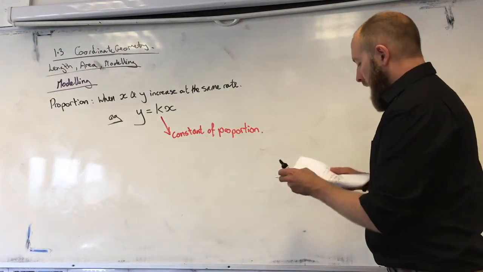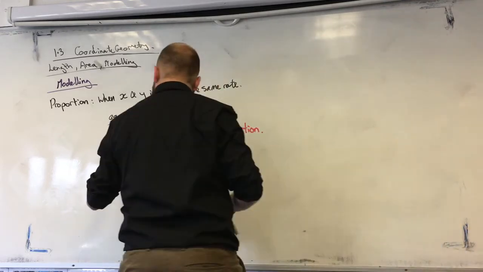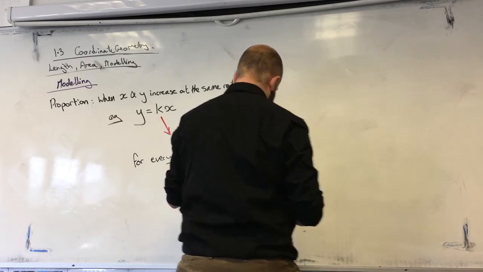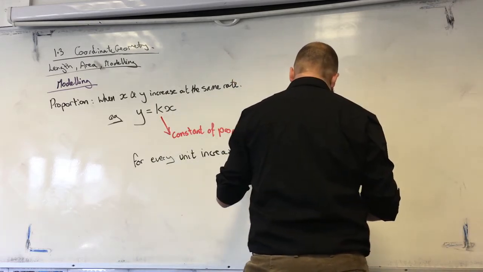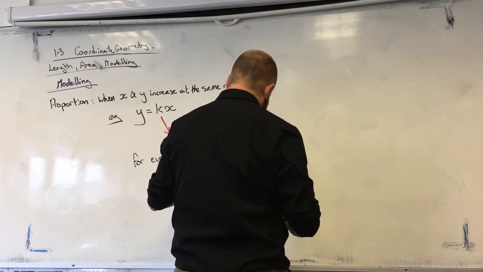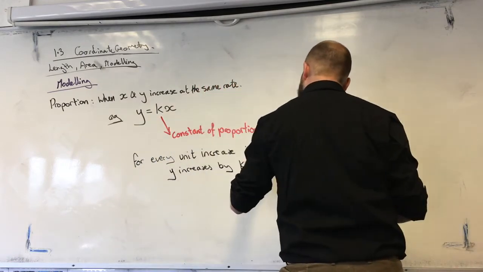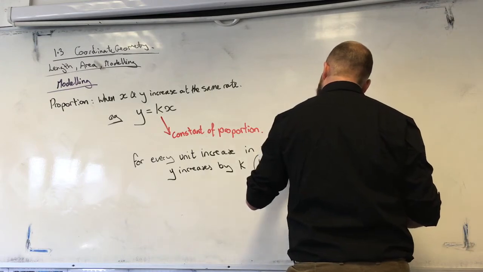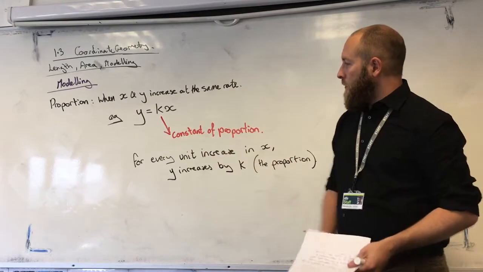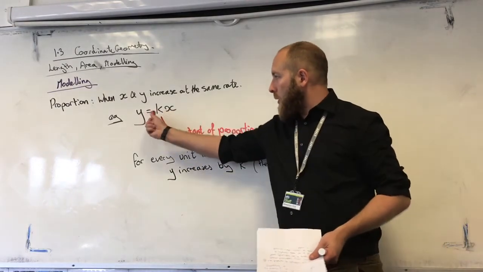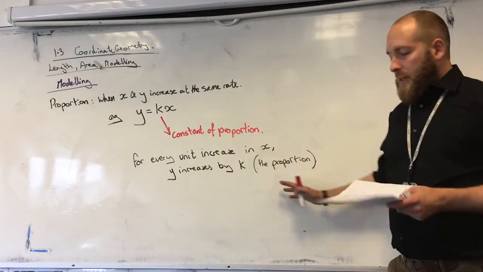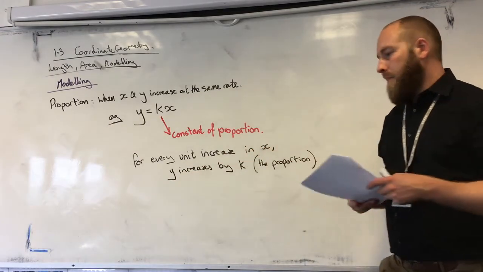So we could say that for every unit increase in x, y increases by k. In other words, in this case it's the gradient. If x goes up by 1, y will go up by k. So it tells us what the increase in y is when we increase x. It's very similar to our gradient.